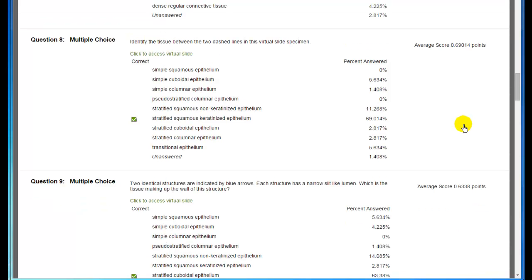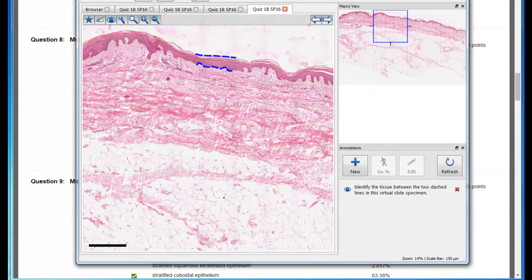Question 8. Identify the tissue between the two dashed lines. The correct answer was stratified squamous non-keratinized, but 11% of the class said it was keratinized. This is the specimen here. This is actually a specimen of skin. You can see the epidermis, the dermis, and the hypodermis.